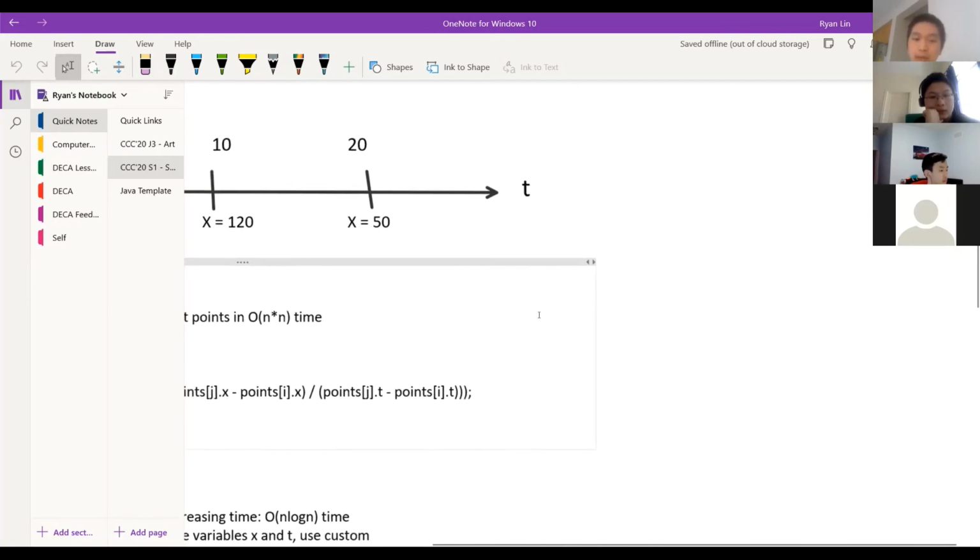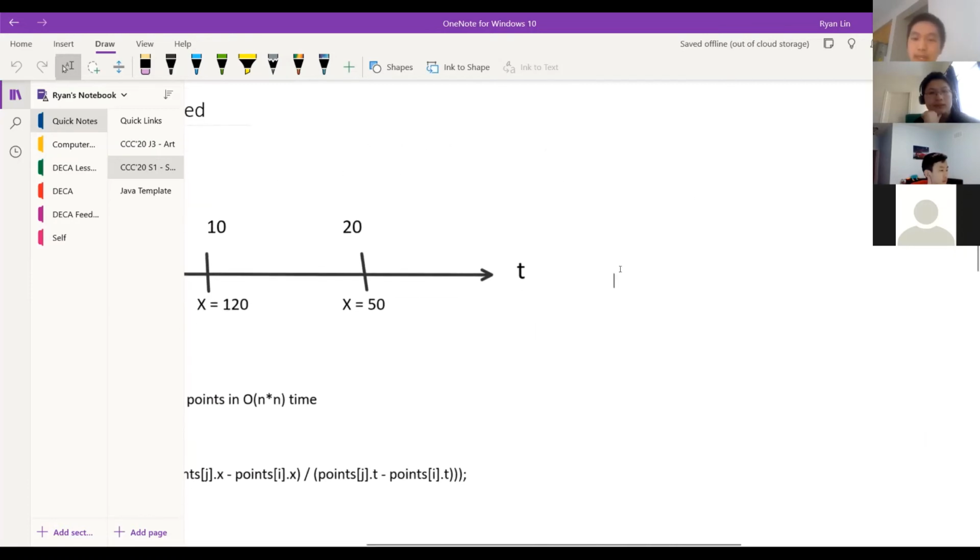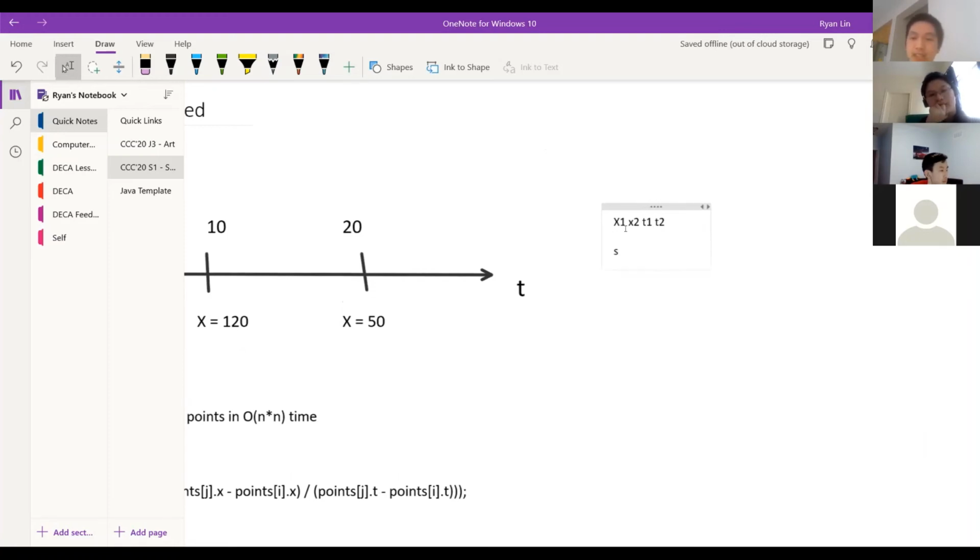And how do we find speed again? Those of you who have taken physics or at least some sort of math. If I have position 1 and position 2, and I have time 1 and time 2, well, what's the speed? Does anyone know? What's the formula?